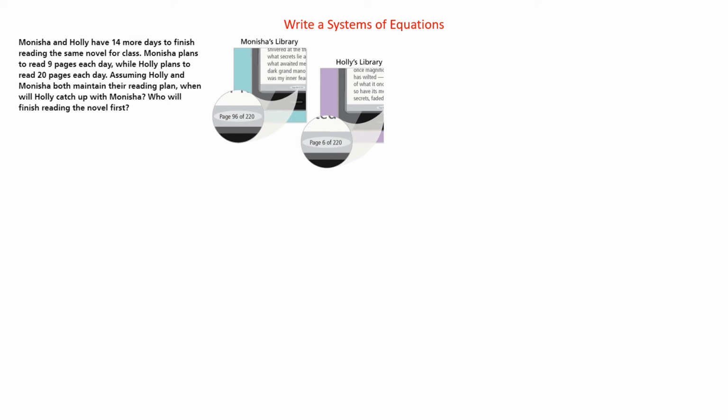So the first thing we need to do is write our equations. Each person will have an equation. We'll have a Monisha equation, and we will have a Holly equation. Now, the Monisha equation: Monisha reads 9 pages per day. That's a rate. A rate is a slope. So her equation will say y equals, and we'll make x equal the days. We're going to have 9 pages times the number of days. That's how many she's reading, but where did she start?